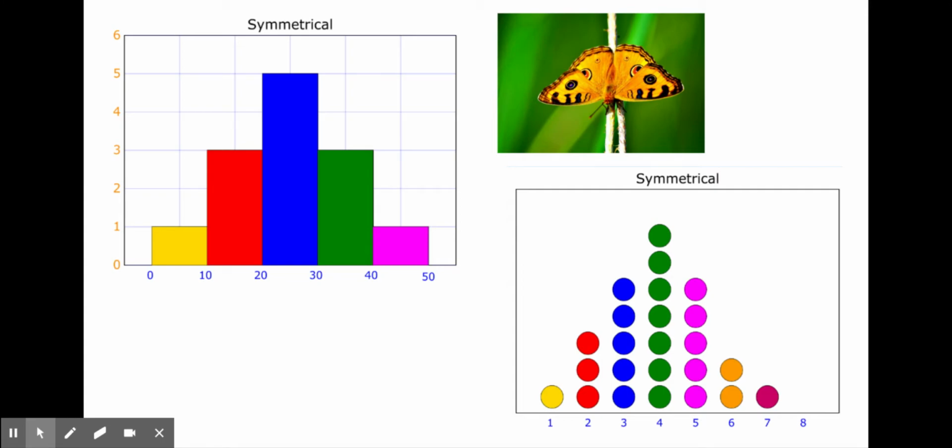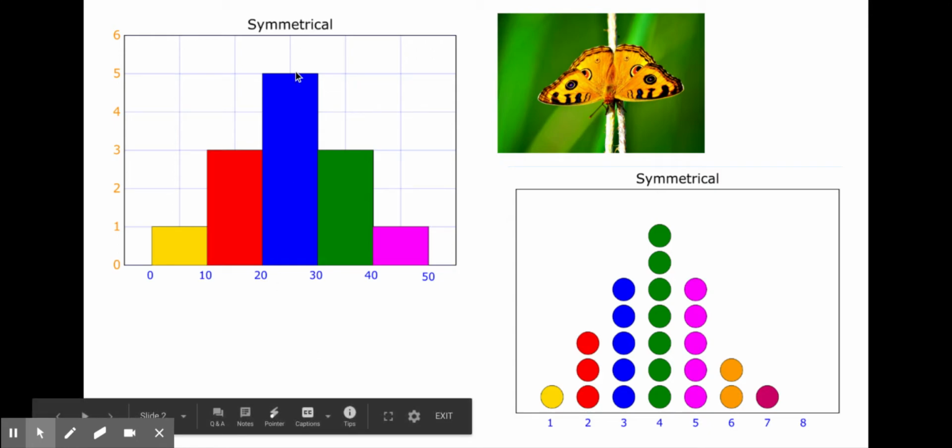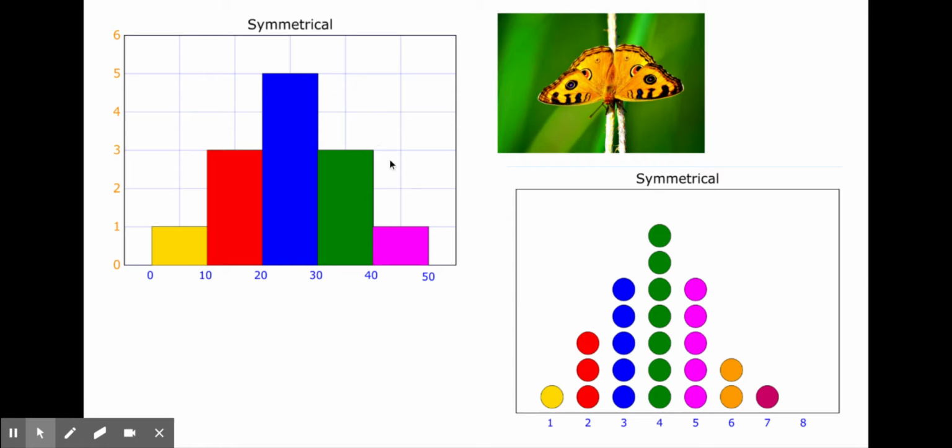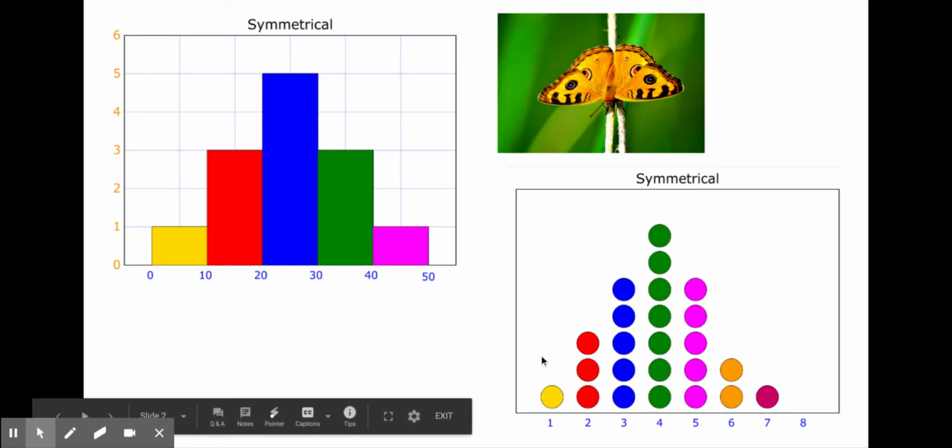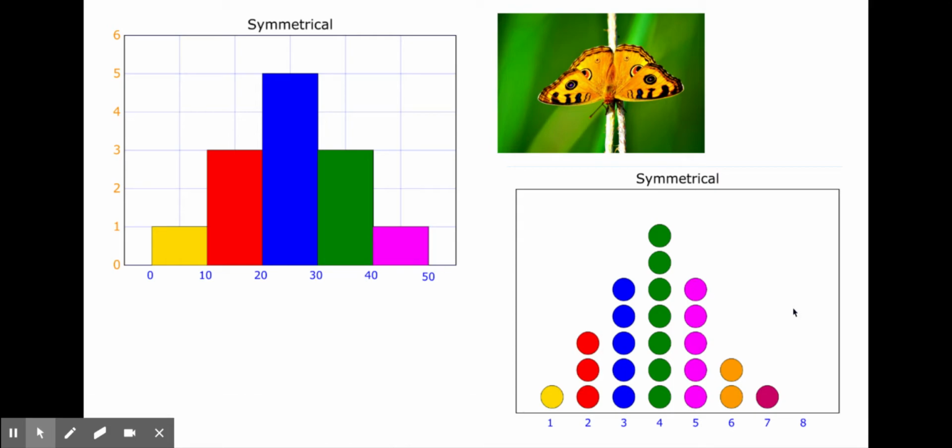You might remember symmetry means that two sides of something are exactly the same. So this butterfly could be described as being symmetrical because each side looks identical. In this histogram, it's really easy to see that this is a symmetrical distribution. This dot plot is also considered to be symmetrical because it doesn't have to be exactly perfect in order to be symmetrical.